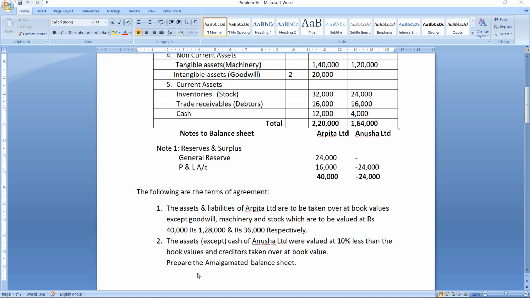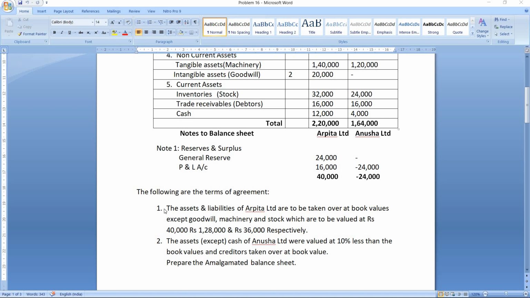Now, if you look at the problem, the problem is similar to the problems that we have solved in case of amalgamation in the nature of merger. But what makes this problem different is that you can see the new values of assets are given in the terms of agreement. And usually what happens in the merger method, we take all the assets at their book value, that is the value given in the balance sheet.